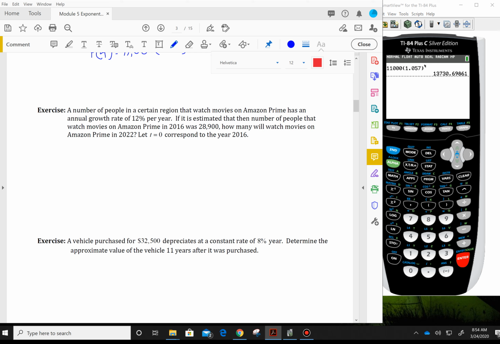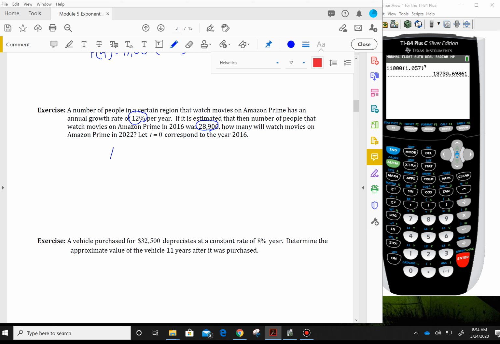Let's look at our solution. A number of people in a certain region that watch movies on Amazon Prime has an annual growth rate of 12%. If it is estimated that the number of people that watch movies on Amazon Prime in 2016 was 28,900, how many will watch movies on Amazon Prime in 2022? Let t equal 0 correspond to the year 2016. This is our starting amount.